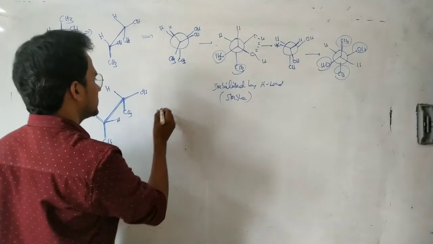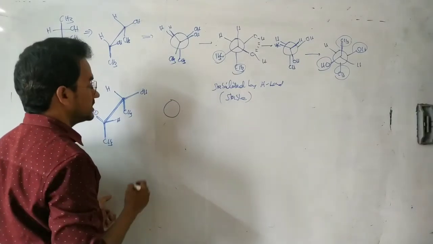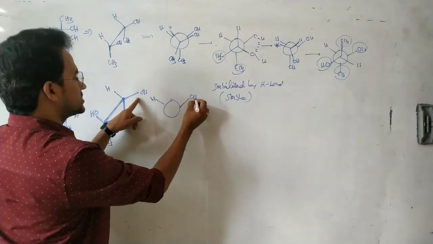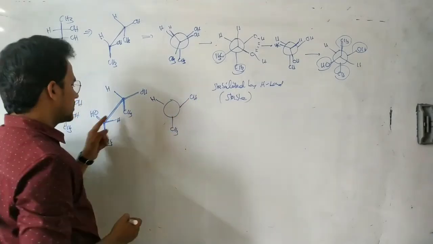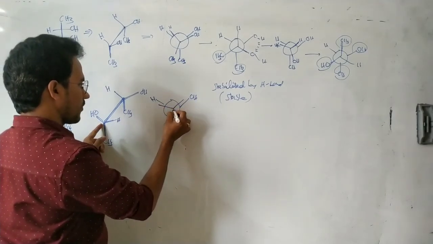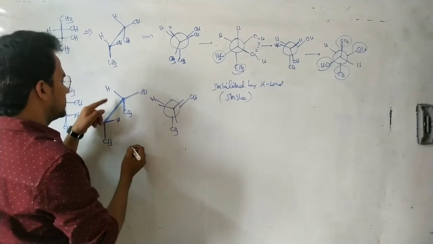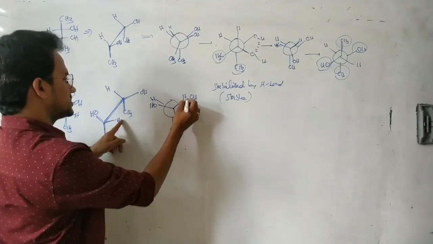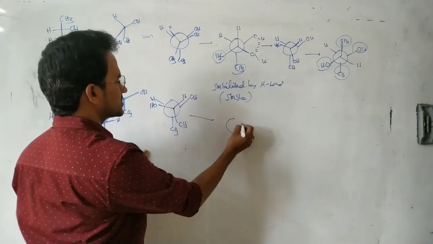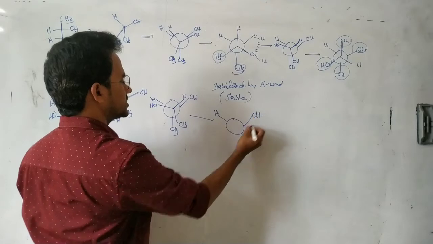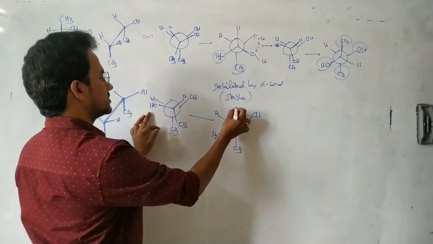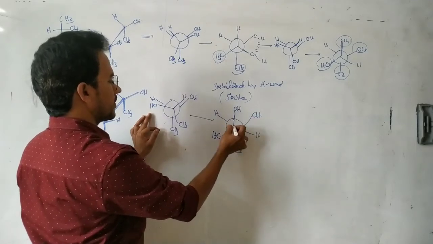Now for this one, write the Sawhorse projection formula. This is the rear carbon, so H, this is the OH and this is methyl. Now this is the front carbon, with OH, H and CH3. Rotated another 60 degrees, here H, OH, CH3. So the front carbon is rotated 60 degrees. Here OH, this one H.